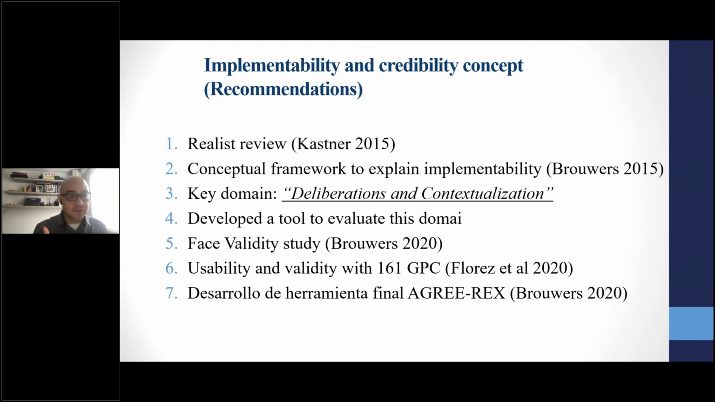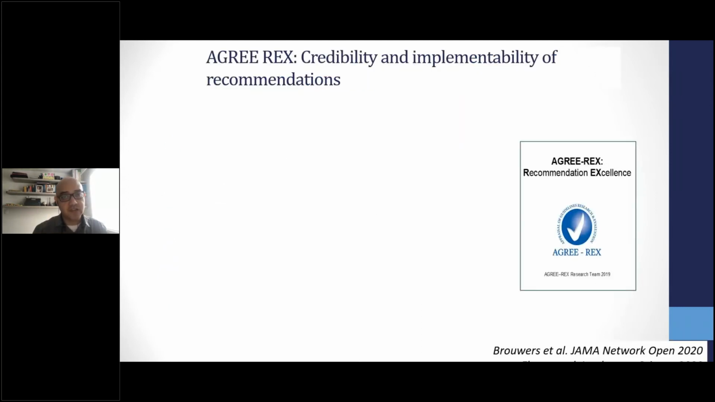So that's why the group decided to develop a tool to evaluate this domain, because the experts told us that there was no tool for that and there was a need for it. We did a face validity study, and we did a usability and validity study that I'm going to show you in the next slide. And we finally developed a tool that is called the AGREE-REX tool. So next, please. That was published in 2020.